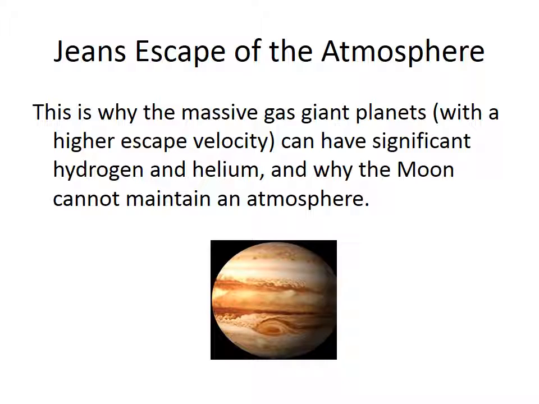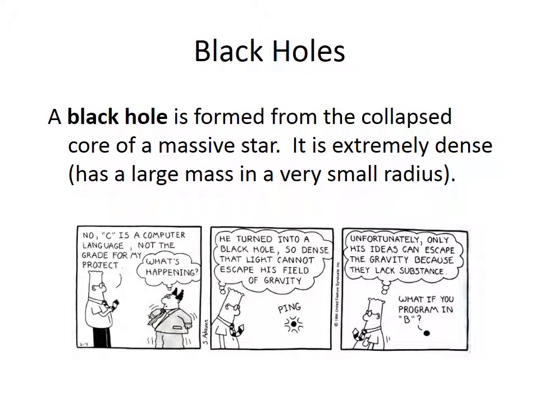Lighter objects like the Moon or Mercury or even Mars cannot maintain much of an atmosphere at all. Now let's talk about objects much more massive than Jupiter or Saturn or even the Sun. A black hole is formed from the collapsed core of a massive star. For most of a star's life, the heat and the pressure created by fusion reactions in the core can support the star against its own gravity. Once it runs out of fuel for that fusion reaction, it starts to collapse.